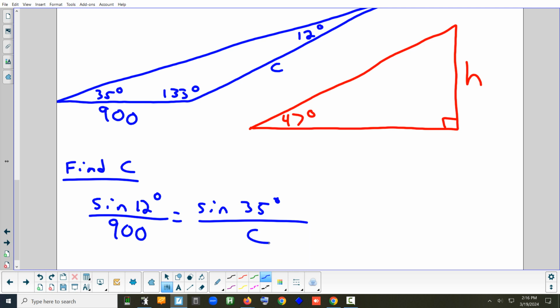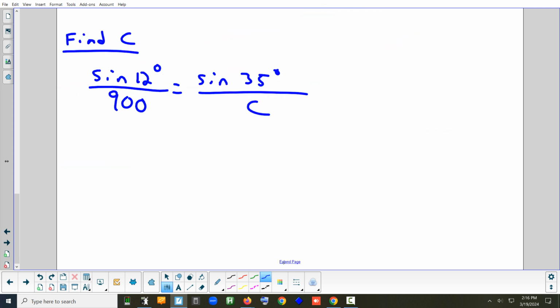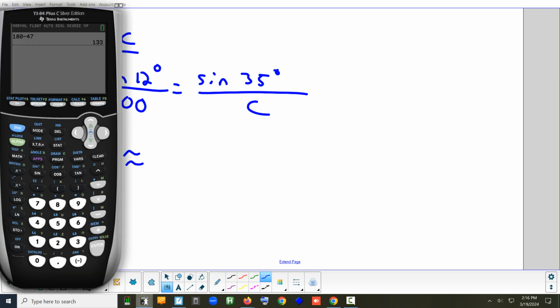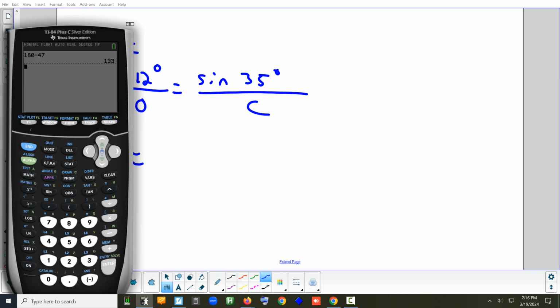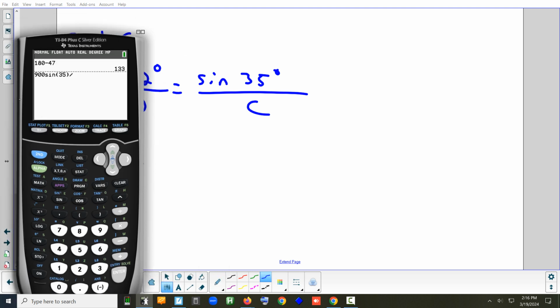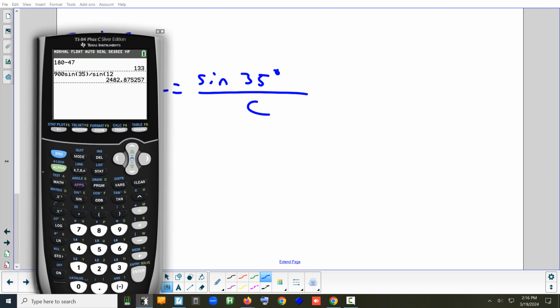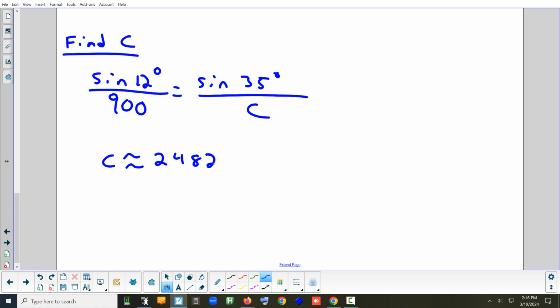Now, is C the height of the mountain? No, it's the hypotenuse of that triangle. Right. So just remember, C is not the answer. It's what we need to get the answer. So C, let's just figure that out. It's 900 sine 35 divided by sine 12. Okay, so 2,482.875. I think it was meters.